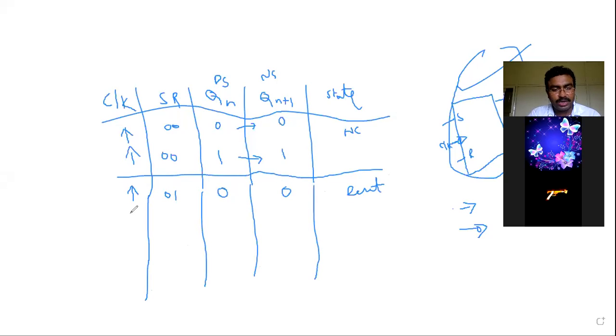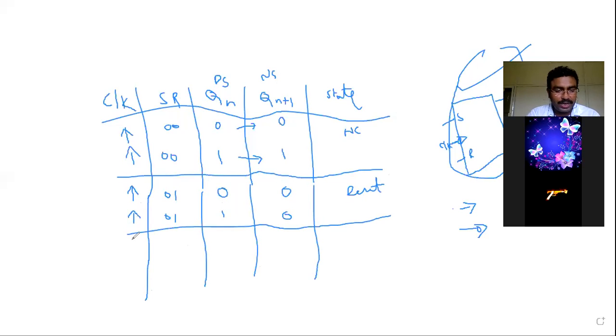Okay, I'm taking the next condition. I'm denoting positive edge triggering of the clock. This is mandatory, guys. Don't forget to denote clock. 0, 1 is my input. 1 is my present state. Automatically, your output is 0 since it is in reset state.